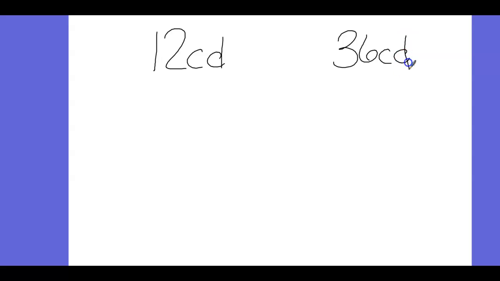12CD and then 36CD. That's a lot of boy bands.